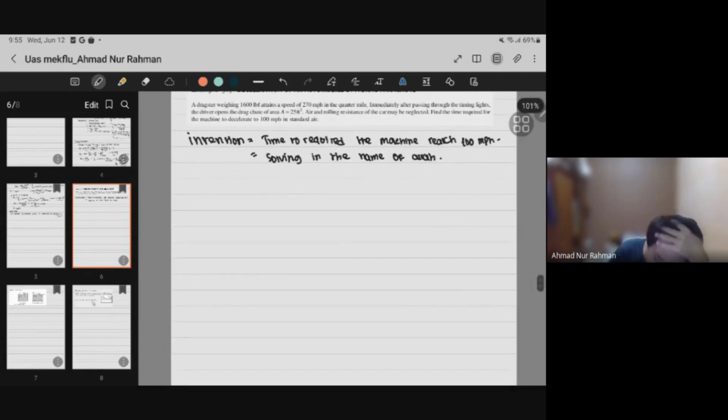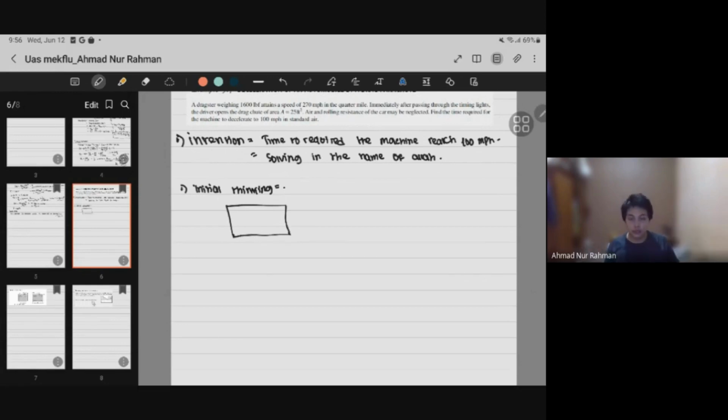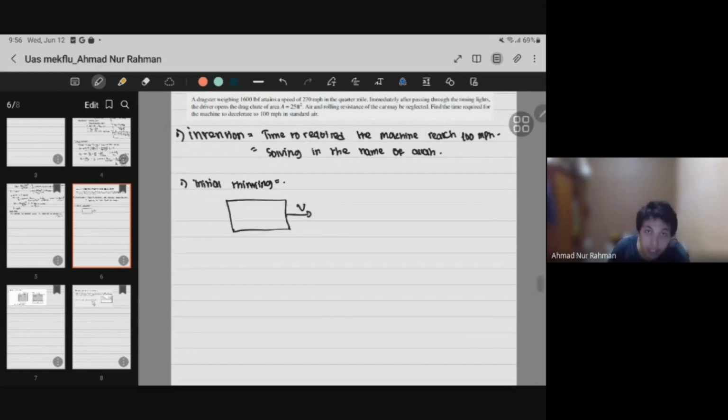Then we begin the initial thinking. We need to identify the forces that act on the car. So there is the speed V, and there is x, and there is the drag F_D. The equation we get is F_D equals m a equals m dV per dt.